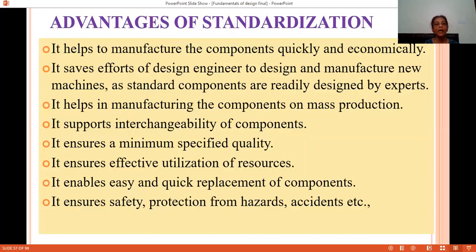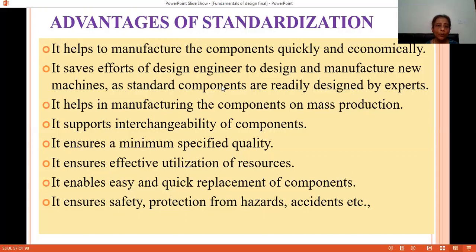Now we will see the advantages of standardization, and how it is helpful in the industry. It helps to manufacture the components quickly and economically. Because standardized manufacturing methods are used, processes are standardized, and planning is perfect. So manufacturing of the component will be quick without wastage of much time, and it will also reduce scrap and rejections. Wastage of time also will be less, so the component will also be economical to us.